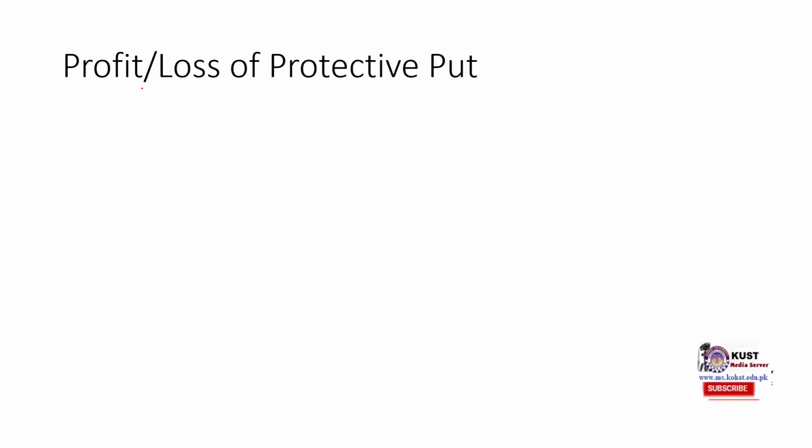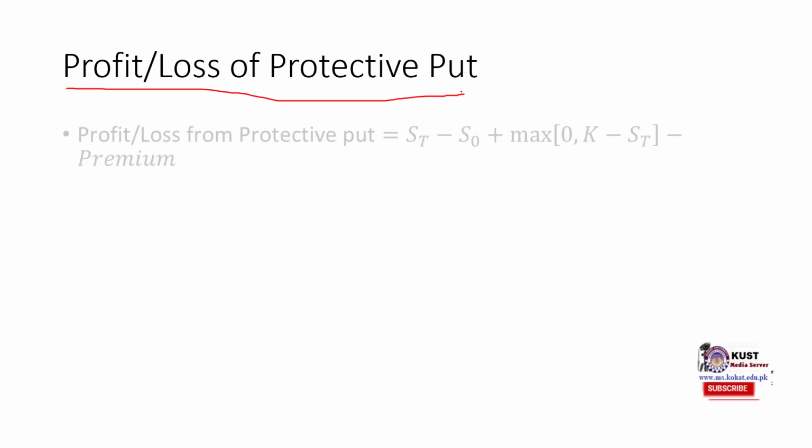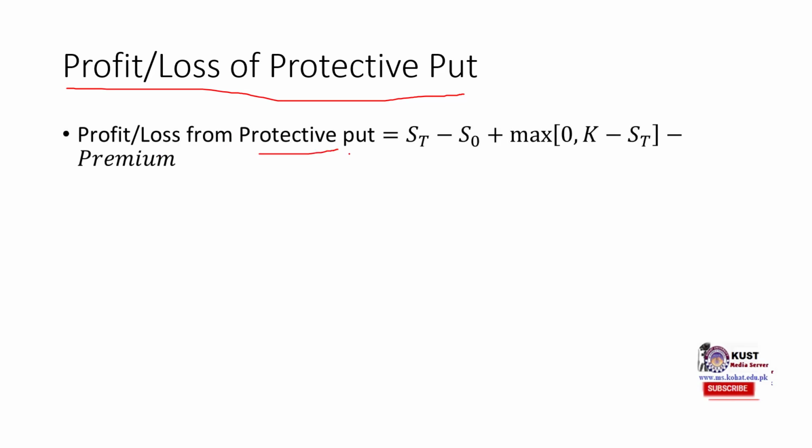So as we saw with covered call, we had a manual method of calculating the profit and loss of the covered call strategy, and then we have a formula to calculate it. Similarly, we have a manual method of calculating the profit and loss of the protective put strategy, and then we have a formula. So this is the formula to calculate the profit and loss for the protective put strategy. This is what you are going to use.